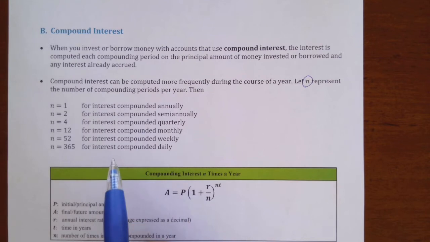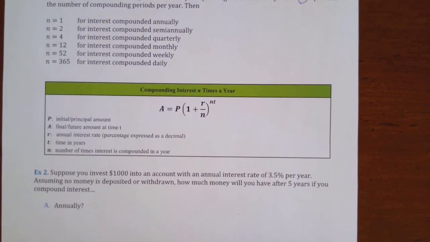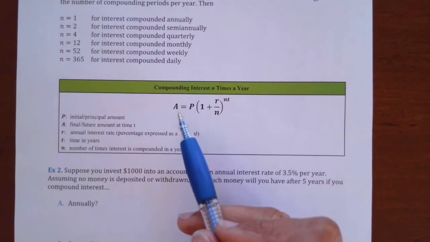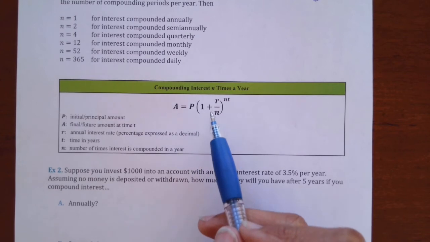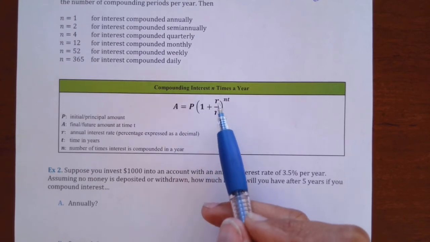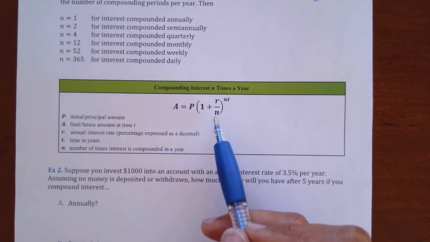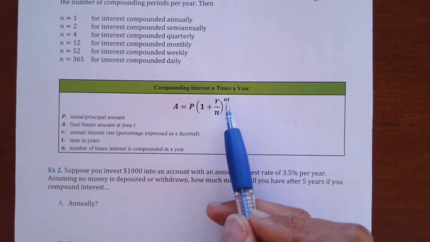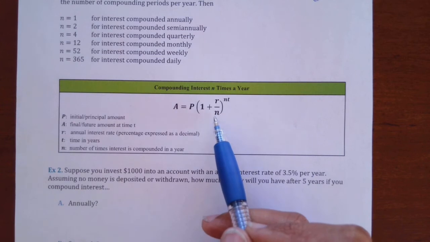So those are the values for your compounding periods for n. So let's look at the formula, and you need to know this formula. For compounding, it's A equals P times, in parentheses, 1 plus the rate divided by the compounding periods, raised to the compounding periods times time. So use that value of n twice.